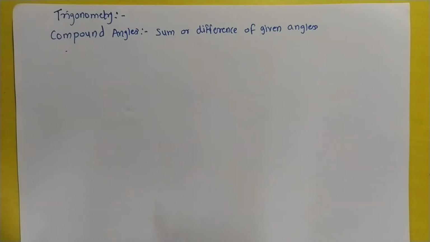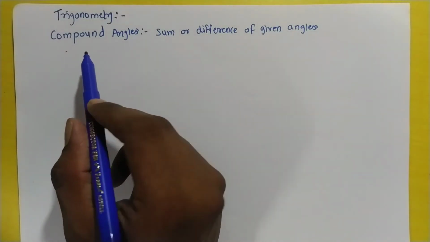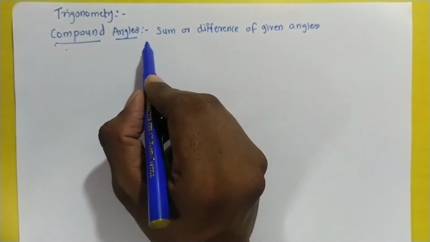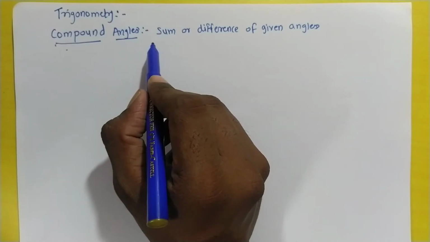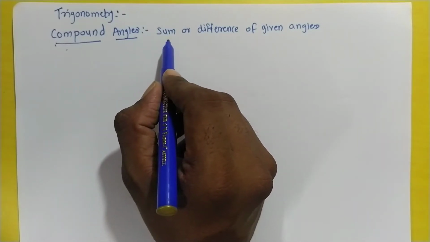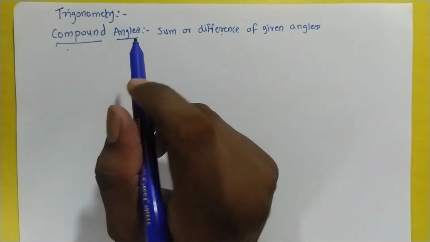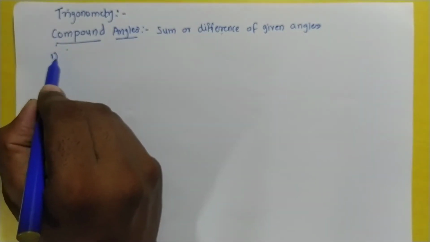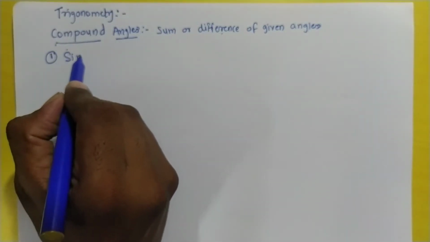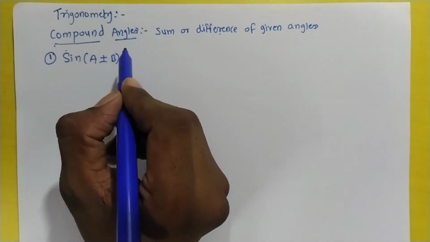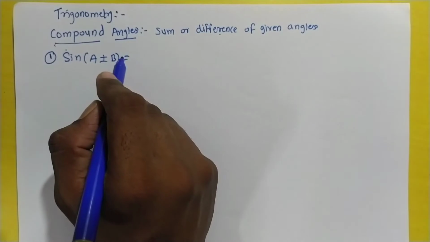Dear student, today we learn the most important topic in trigonometry, compound angle. So what is meant by compound angle? Compound angle is nothing but the sum or difference of given angles. So here we take the first formula, sine of A plus or minus B. It is a very simple formula, you can remember.